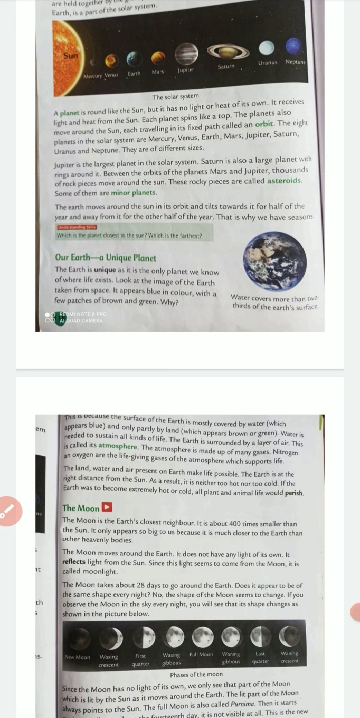So we are so lucky that we are on the Earth, where you have the air, the water and the land. This is the only planet where life exists. That is why the Earth is called a unique planet.